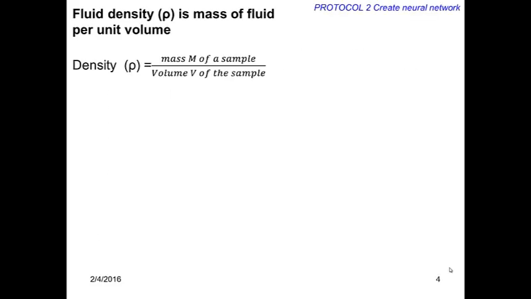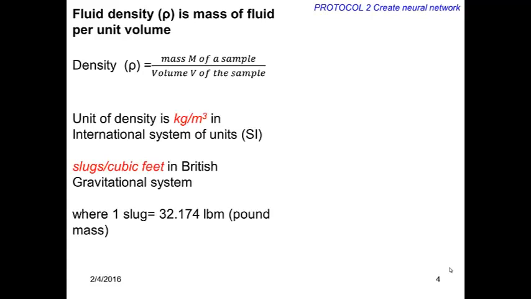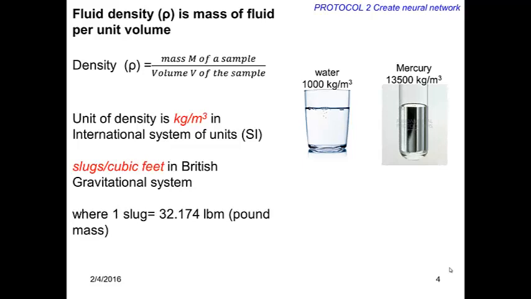Now let us learn about the concept fluid density. Fluid density is mass per unit volume and its unit is kilogram per meter cube in SI system. For example, density of water is 1000 kg per meter cube. Density of mercury is 13,500 kg per meter cube. Another fluid, olive oil, has a density 920 kg per meter cube.